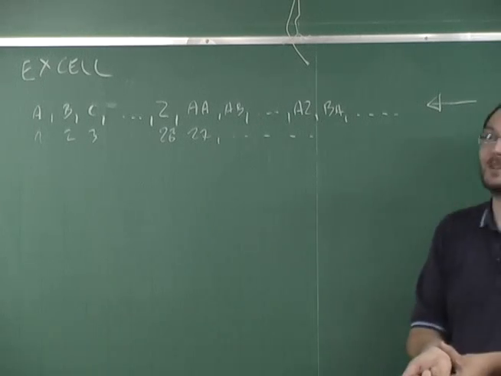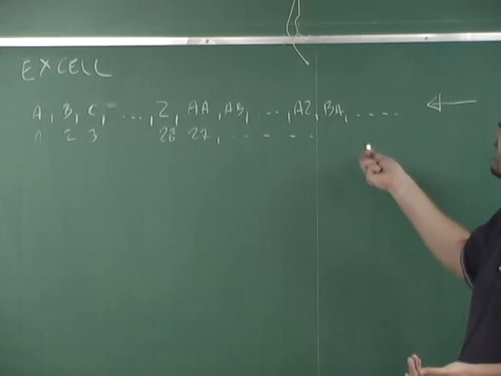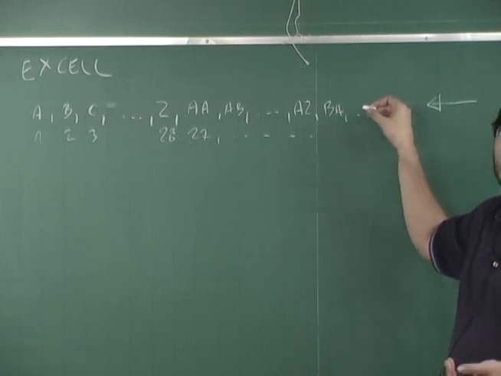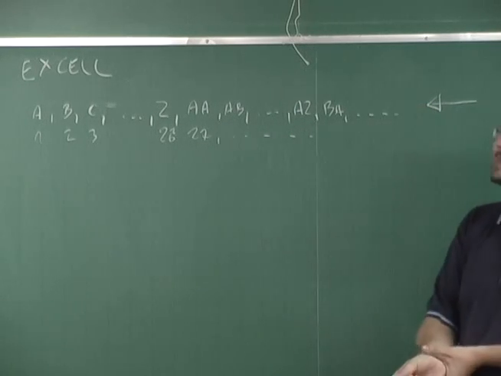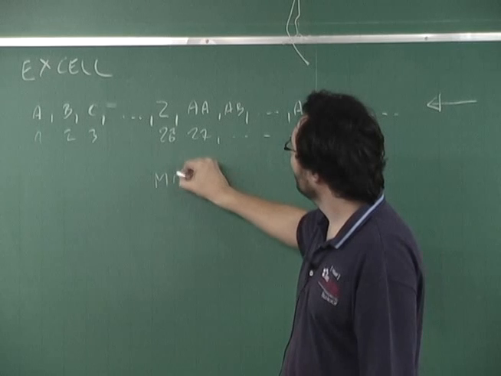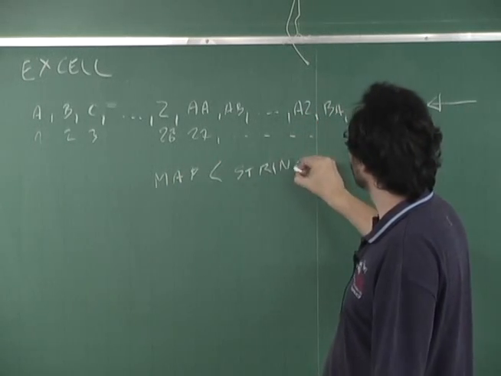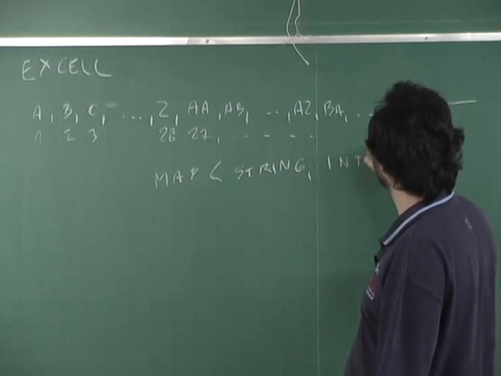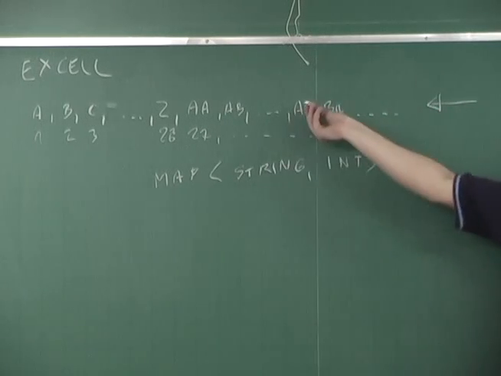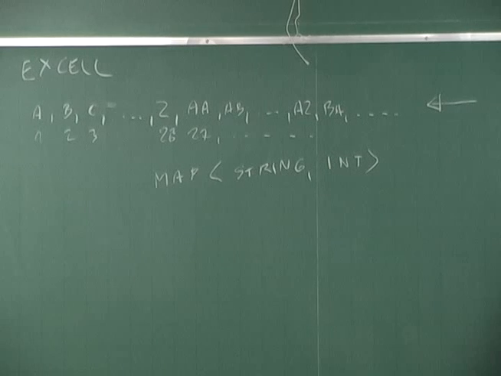And the other direction is equally easy. Just take all of these and throw them into a hash map or into a map. So in C++, feel free to use a map from a string to an int for the opposite direction. You take this string, you get this int.